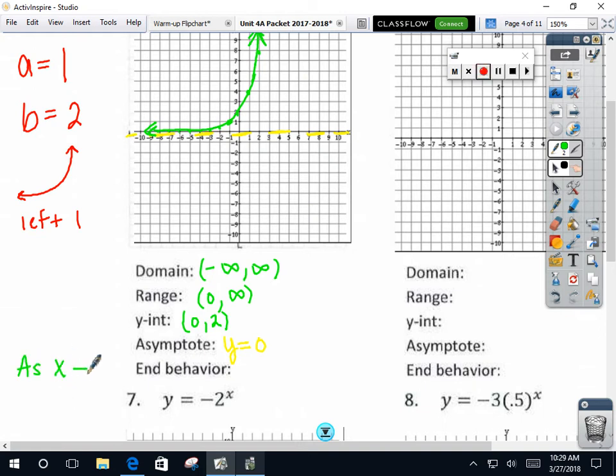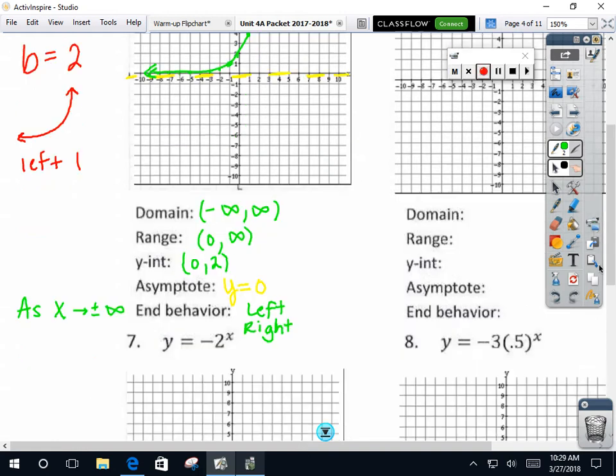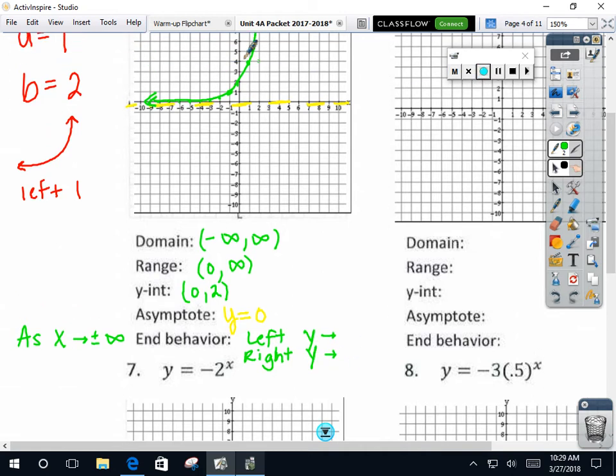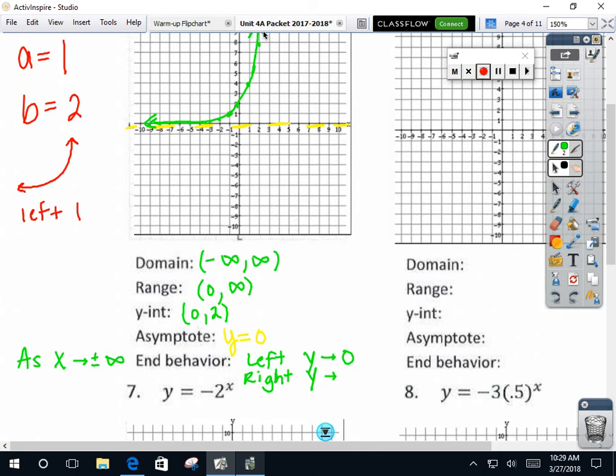As x approaches positive and negative infinity, and then they'll have the words left and right, which is really, guys, what this means. X approaches positive infinity means right, x approaches negative infinity means left. They want to know what the y's are approaching as you go left and right. So when you go to the left side of the curve over here, every point would have a y value getting closer and closer to what? 0, the asymptote. And if you go over here to the right side of the curve, every point has y values that are getting higher and higher forever, so infinity.